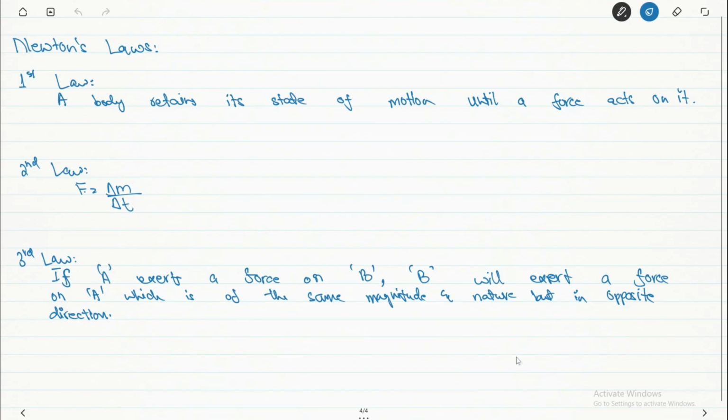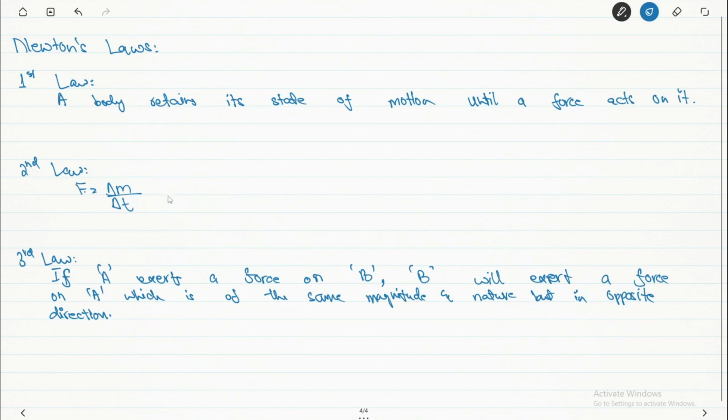Now, on to the most important concept of this module, which is Newton's laws of motion. So the first law is the same as what you have studied in your O levels or 10th grade or whatever, which is that a body retains its state of motion until a force acts on it, right? For example, if a box is sitting here, it will keep sitting here until you push it. Or if a ball is moving through the air, it only stops because there is the force of drag or wind resistance, right? Otherwise, it would keep going on and on, right?